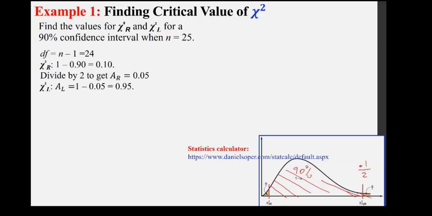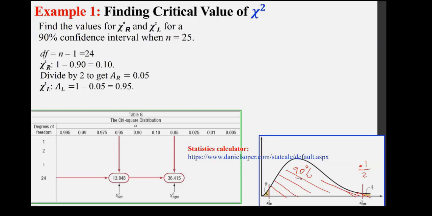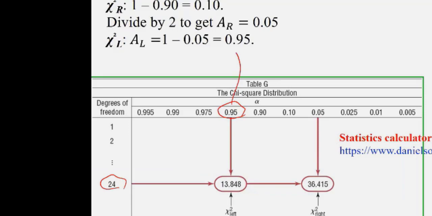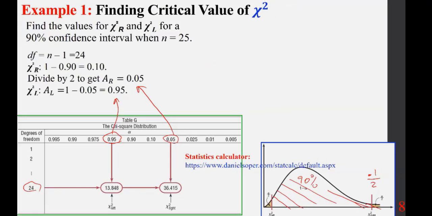So take a look at the table. Degrees of freedom is 24, everybody. On the left column, you have degrees of freedom. At the top, you have the area to the right. And so we want one of them to be 0.95. This is for chi-squared of the left. And we want one of them to be 0.05. And now you have the answers.